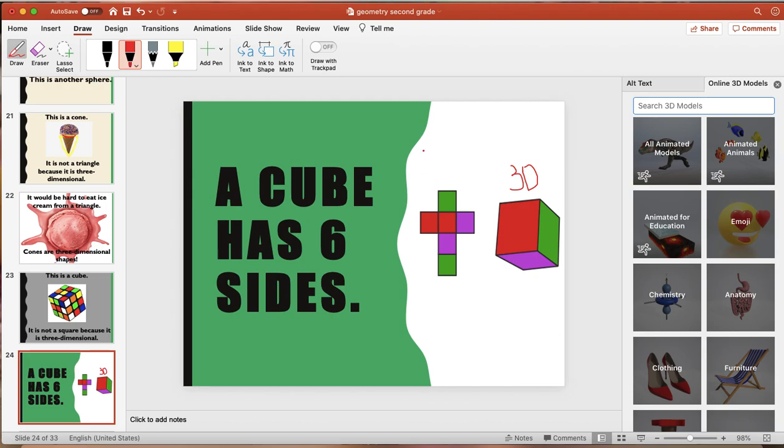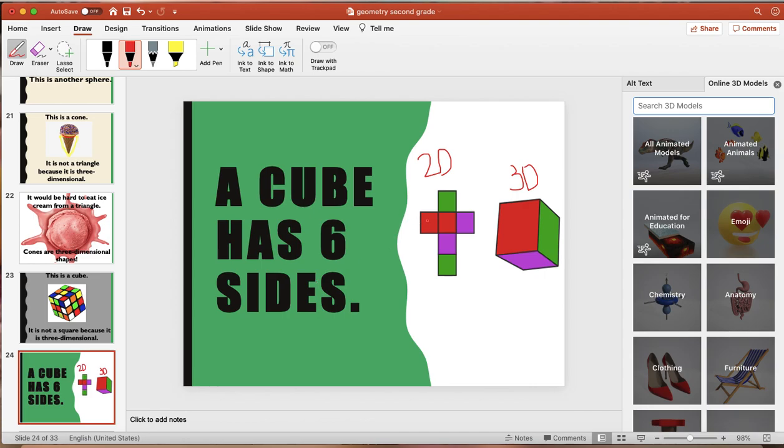That's a cube in 3D. If this is a cube in 2D because it's laid flat, so if we would lay this cube flat and take it apart, we can see also how many sides it has. And it has 6 sides.